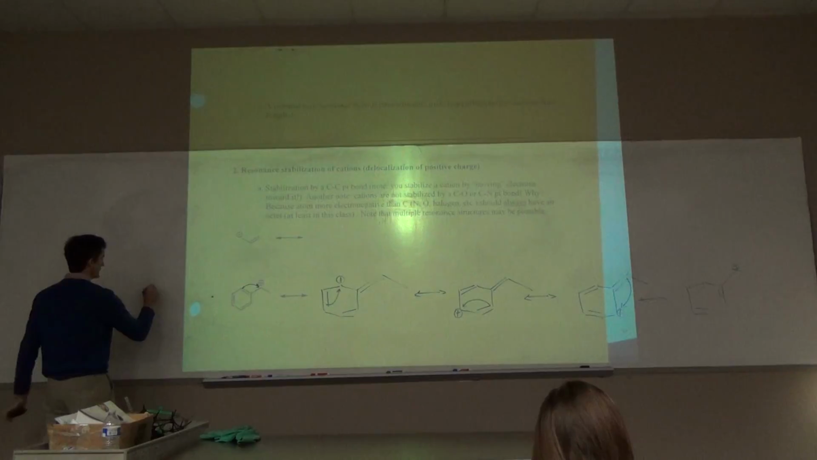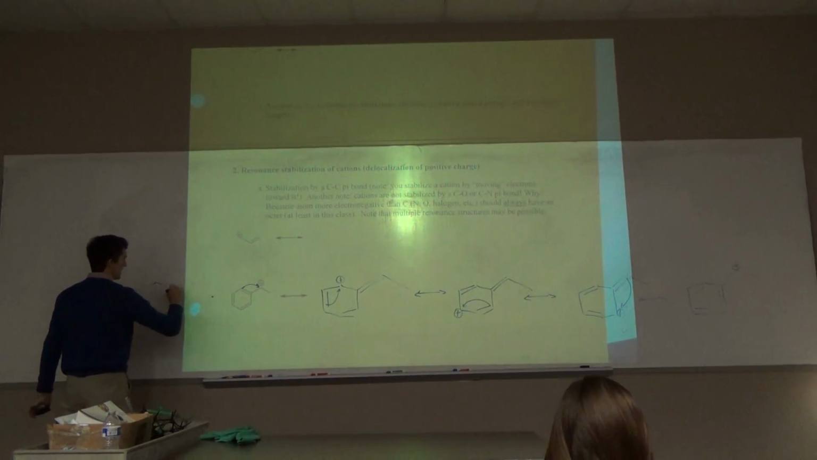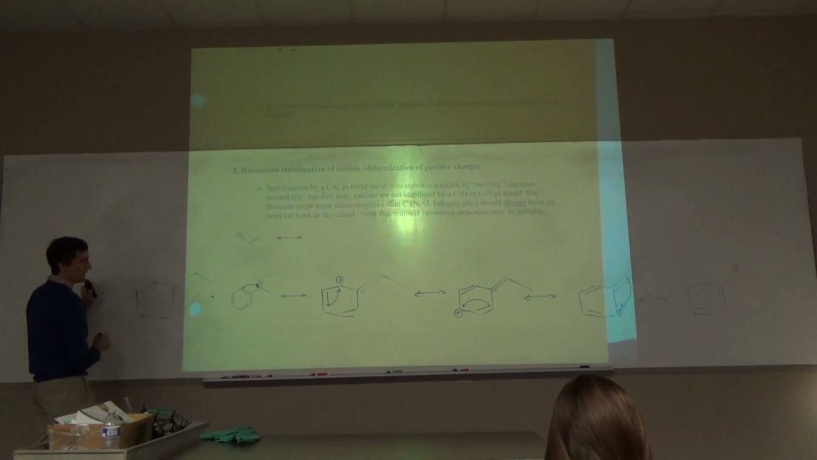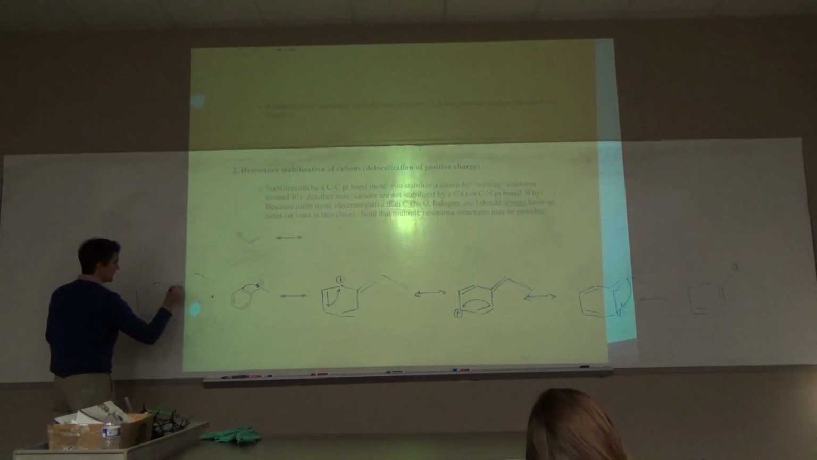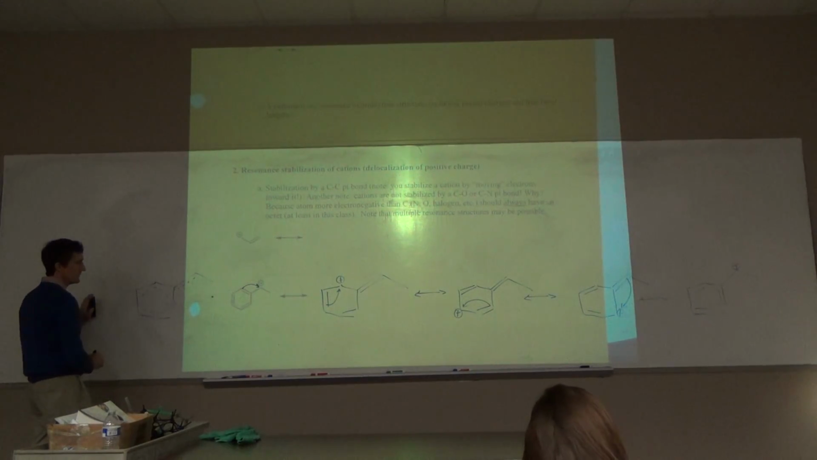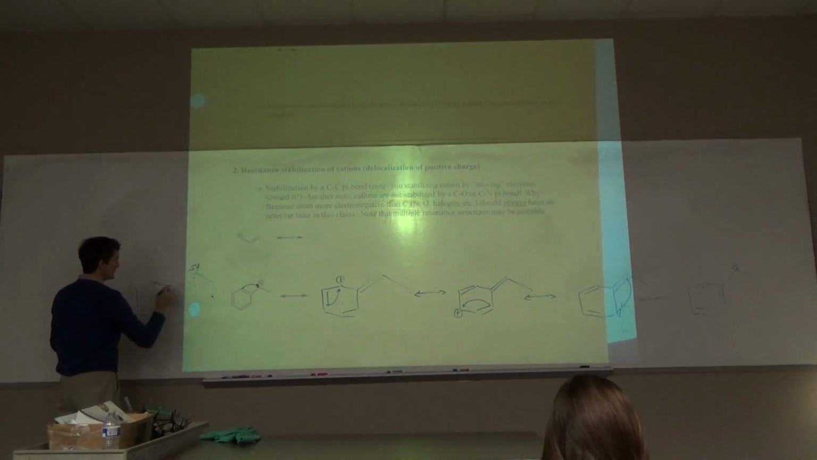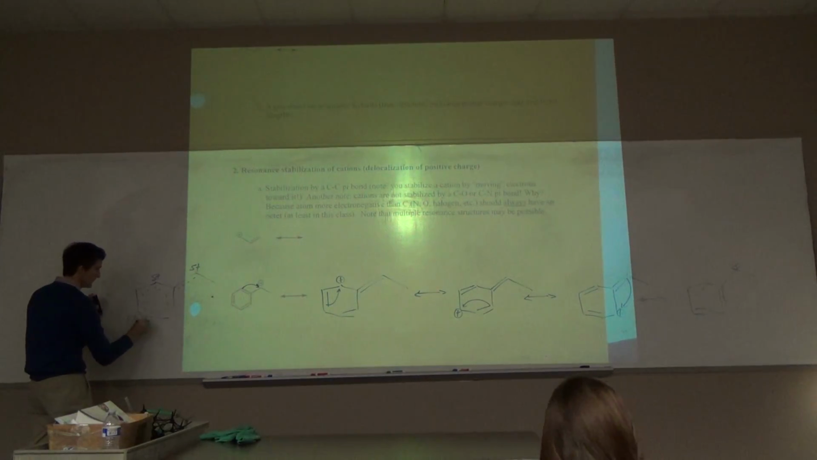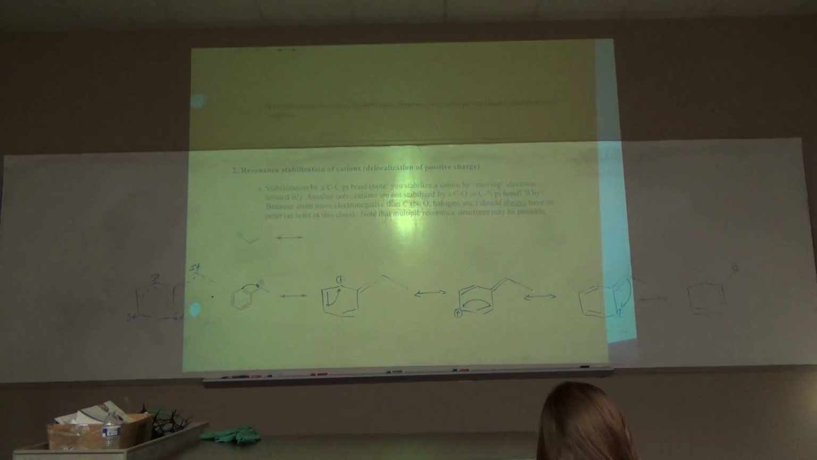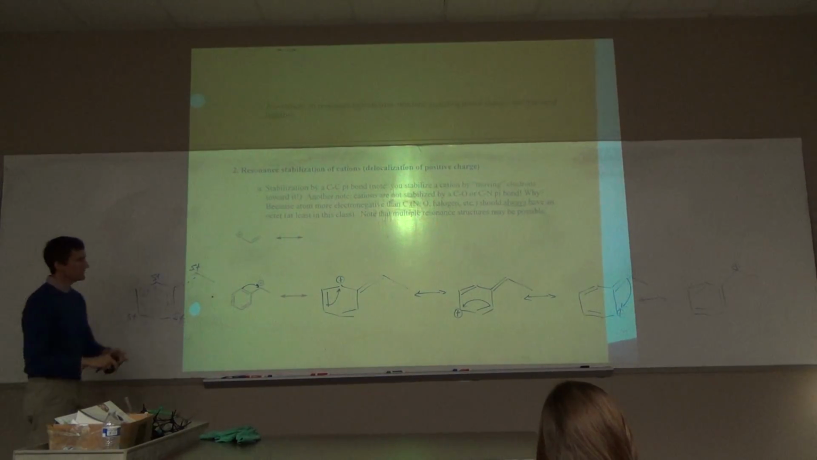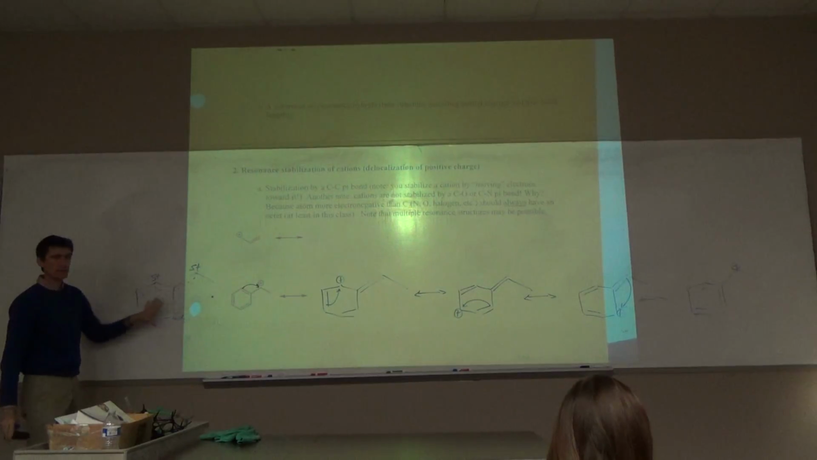Charge can be delocalized a good bit. What's the hybrid going to look like? The hybrid's going to look like this. Partial plus here, partial plus here, partial plus here, and partial plus there. If you could look at this cation, it would look more like this here.